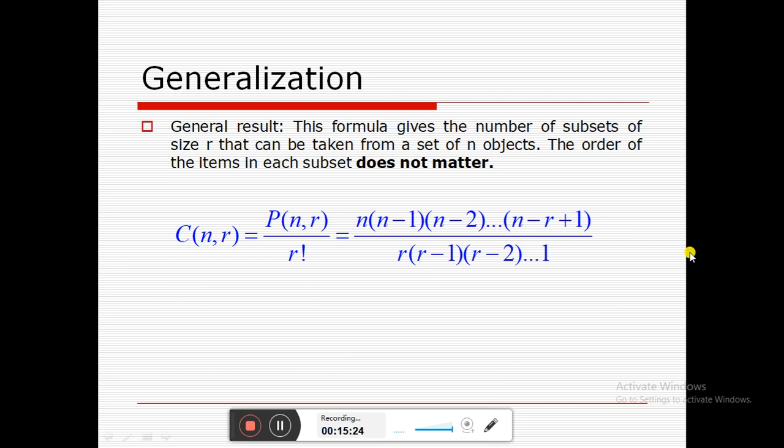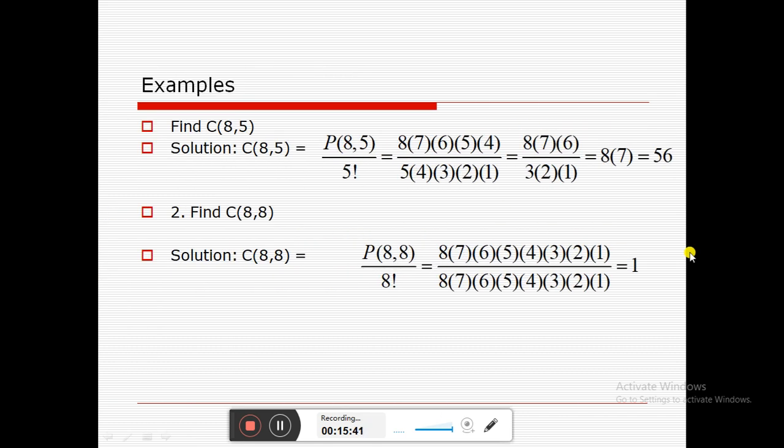This is the generalization. So C of n comma r is the permutation divided by r factorial. It means what we select gets divided by the total number of permutations of what we select. Fine. So let us have some more examples. Here it is C of 8 comma 5, here C of 8 comma 8. So these are some examples.